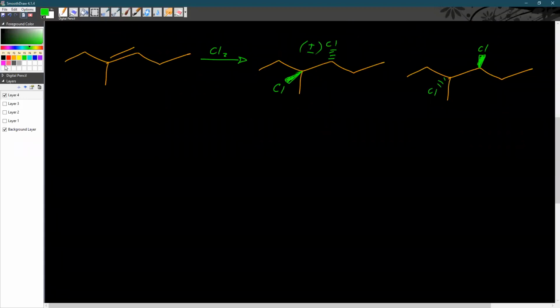Let's take a look at the mechanism. Now, the mechanism is a little bit wonky, but hopefully we'll be able to kind of talk through it, and it'll be really, really simple.